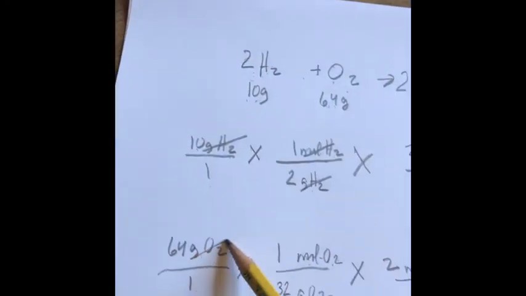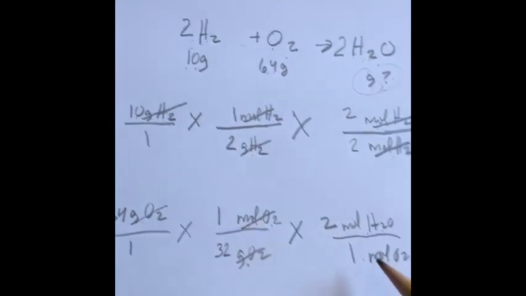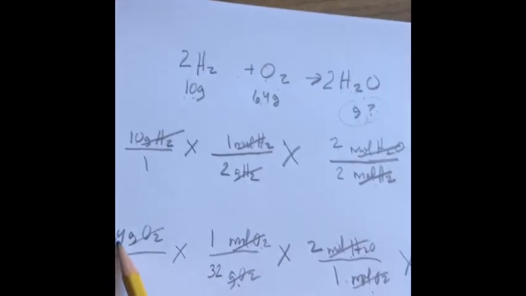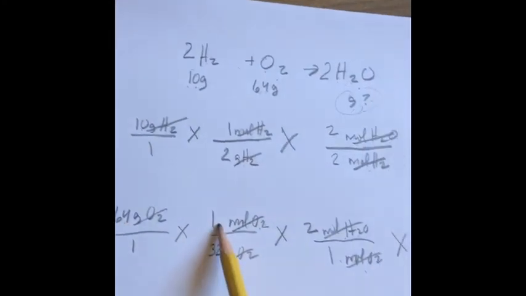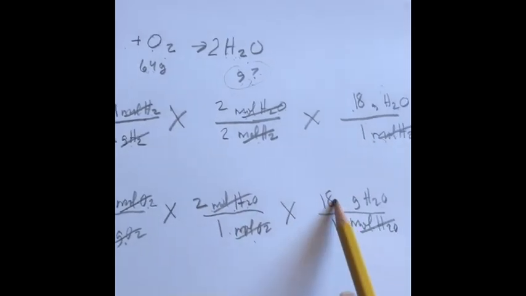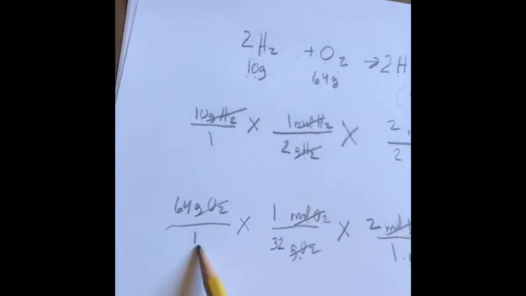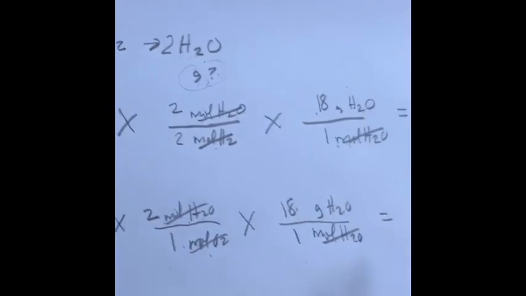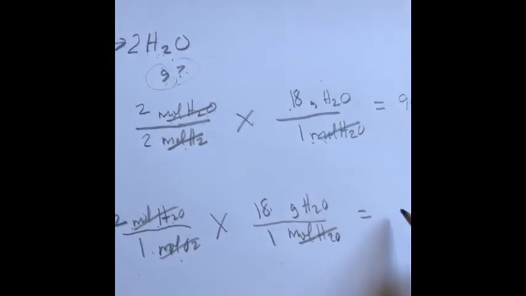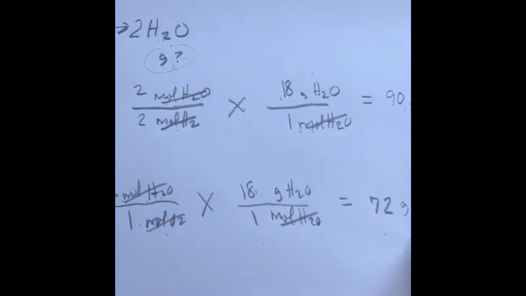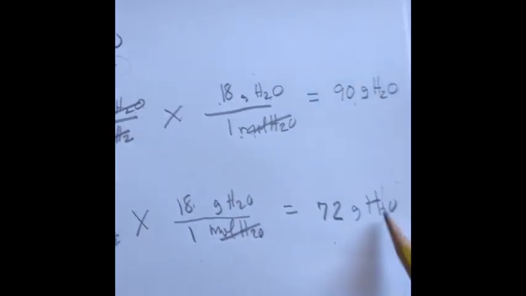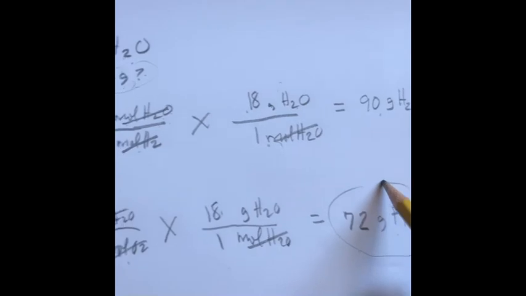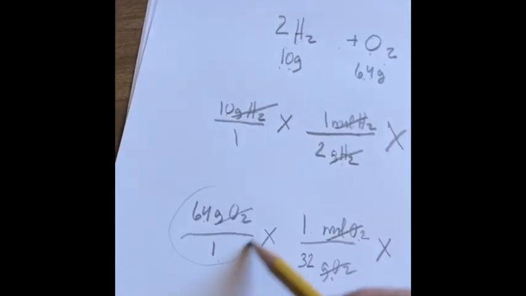Okay, so make sure you cancel out your like units, and that way you know you set it up correctly. You take this 64 times 1 times 2 times 18, divide it by 1, divide it by 32, divide it by 1, divide it by 1, and that will get you 72 grams of water. This is the least amount. Therefore, oxygen is the limiting reactant.